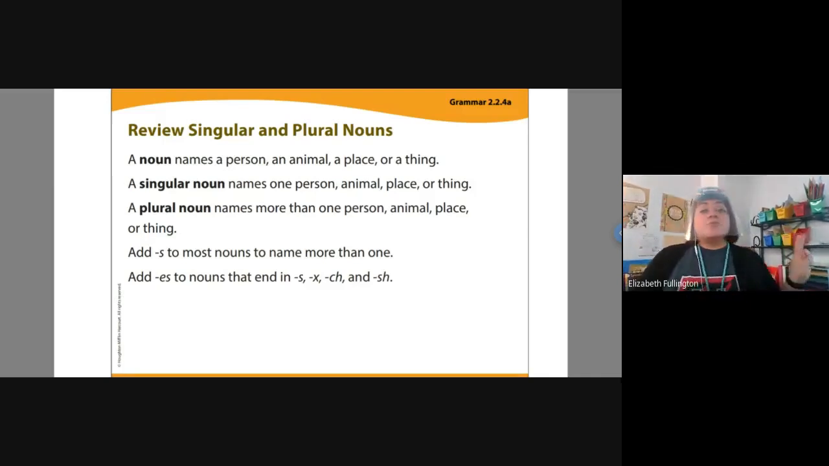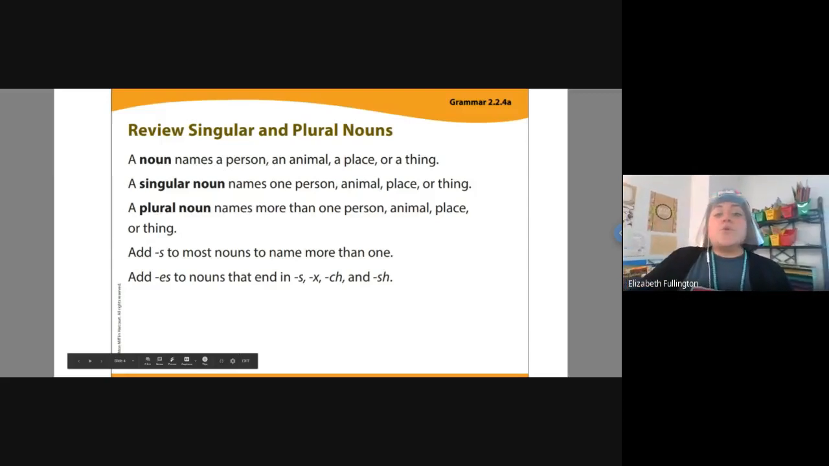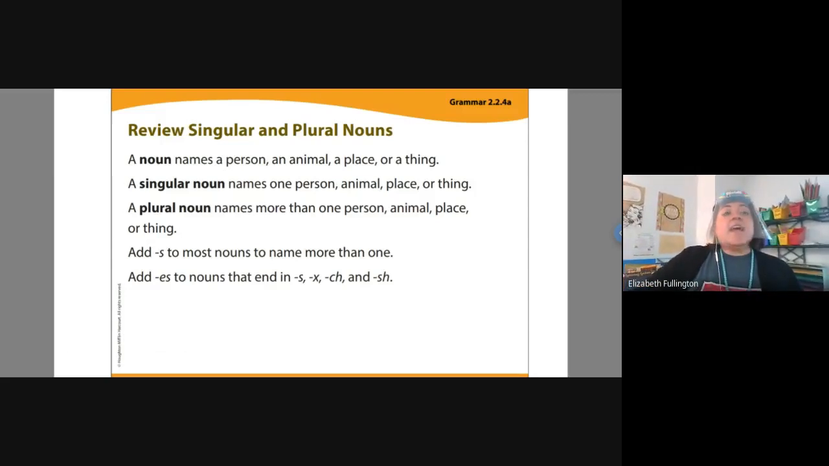Remember, let's listen. These are really good rules that we need to follow during a test. It says add S to most nouns to name more than one. Add ES to the nouns that end in S, X, CH, SH. So let's think of some nouns that end in SH. What's a noun that ends in SH, Clinton?